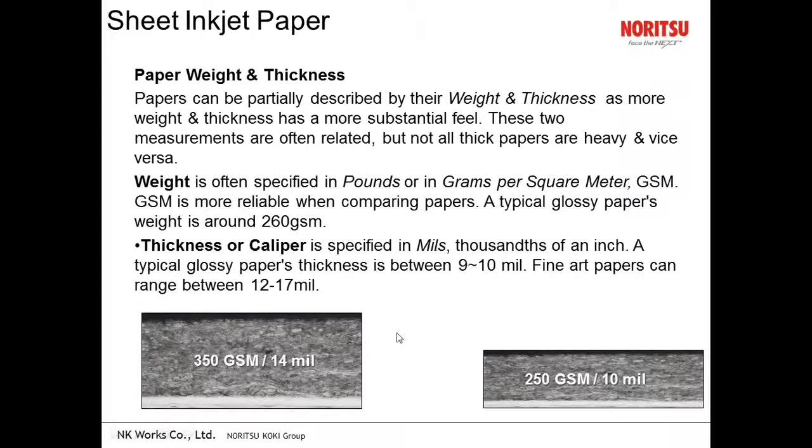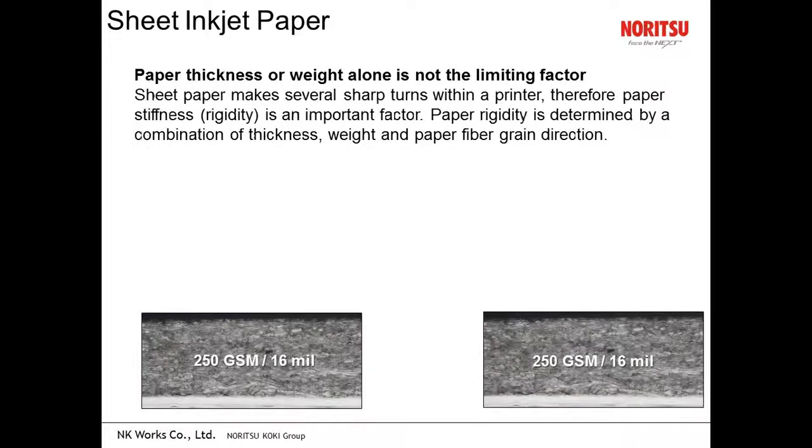In the images on the bottom, we can see we have a paper at 350 grams per square meter, and it's 14 mil thick. And we have another paper that's 250 grams per square meter, and it's 10 mil thick. Again, there's no correlation between the weight and the thickness of the paper, although sometimes with experience, you can use the two numbers together to get a good idea of what that paper is like just by reading the specifications.